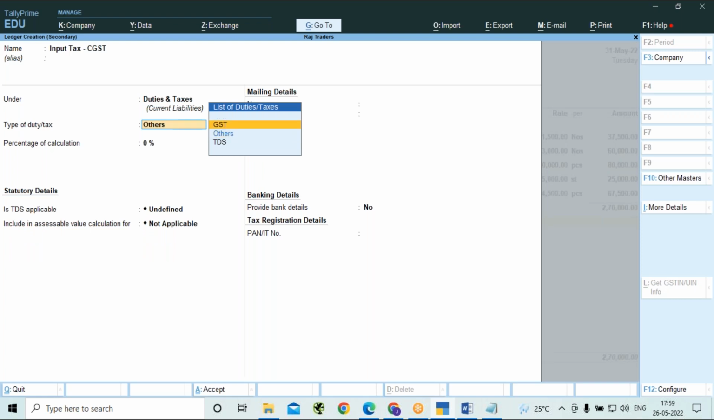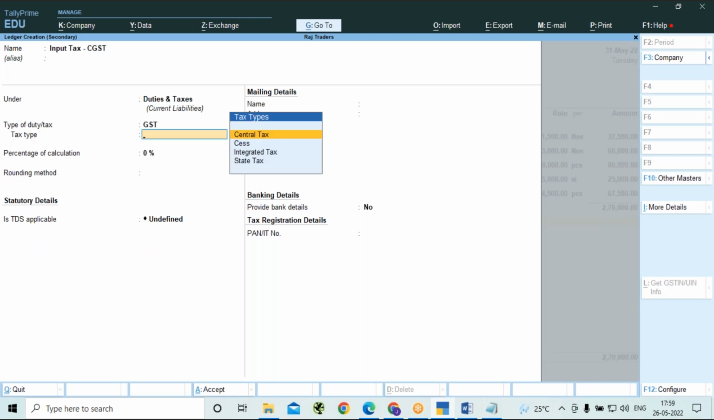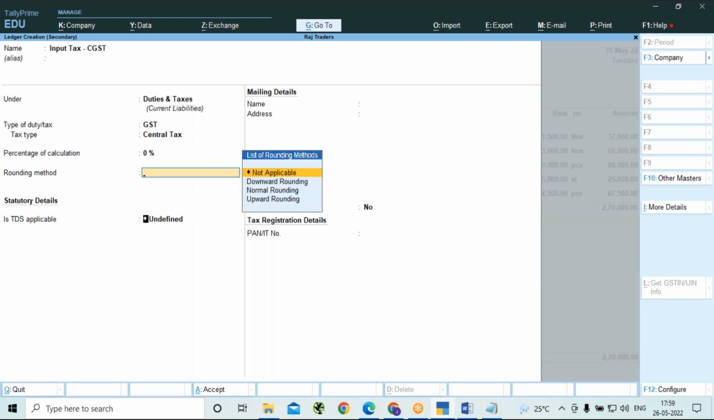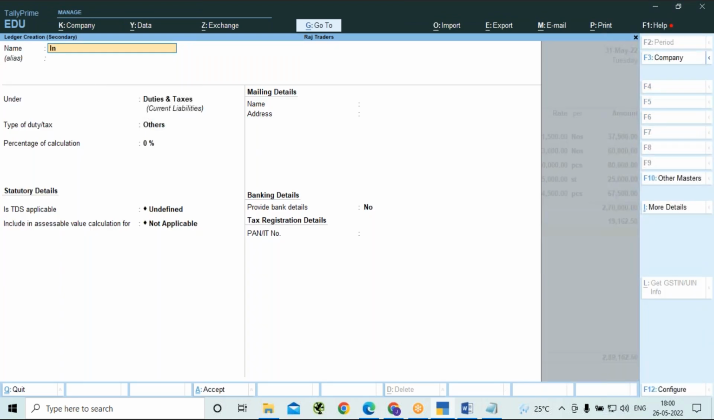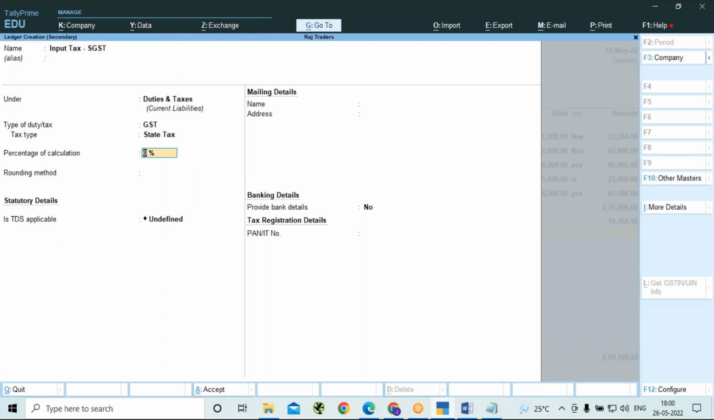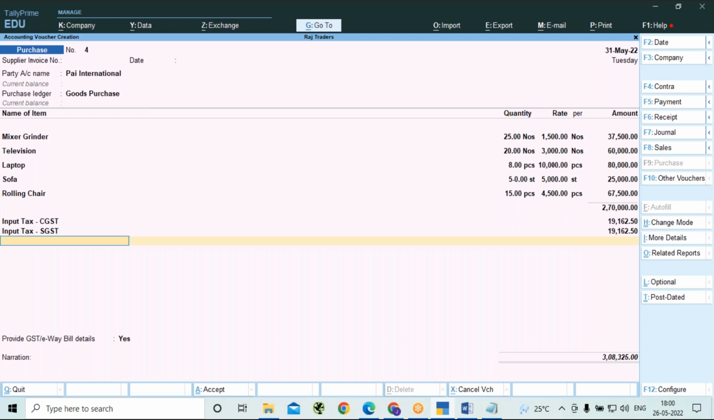Okay. And GST, central tax, it is 0%. Do not write any percentage in the duties and taxes ledgers, so let it be 0%. GST is calculated automatically. The next, second ledger you have to have is input tax SGST, under duties and taxes, GST state tax, and it is 0%. Okay, so this is how you are supposed to calculate the GST.